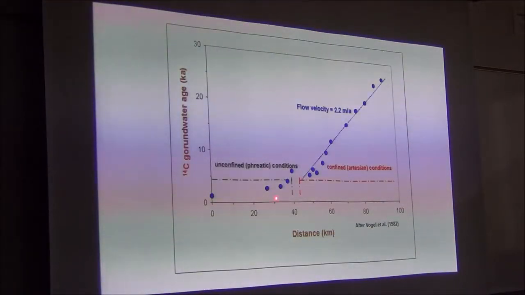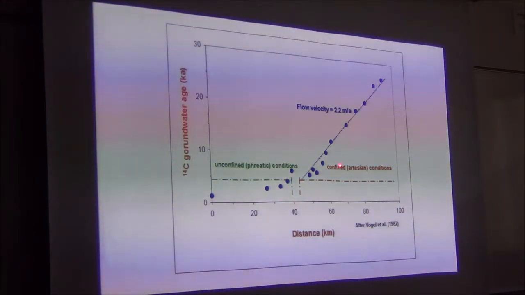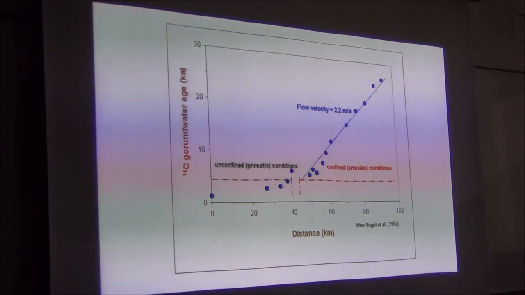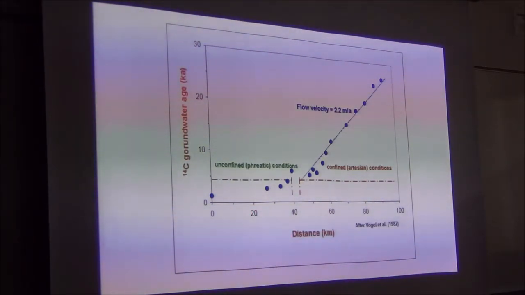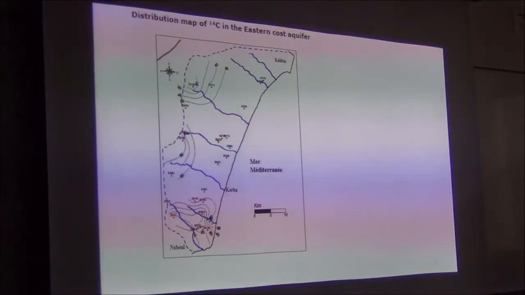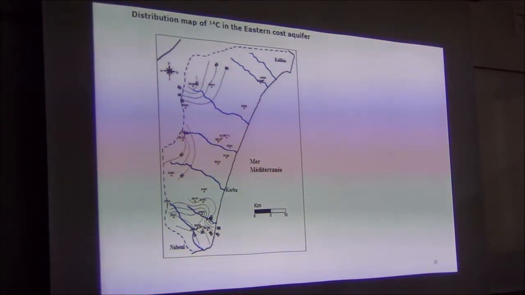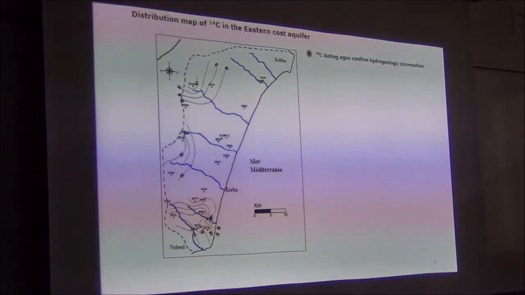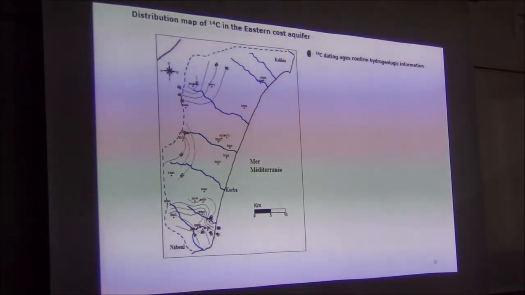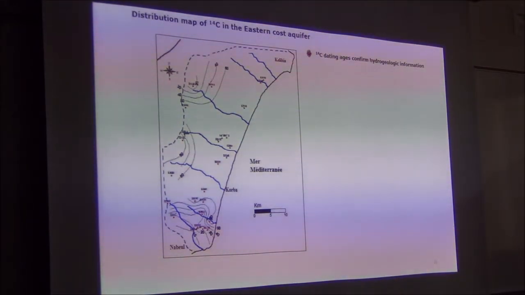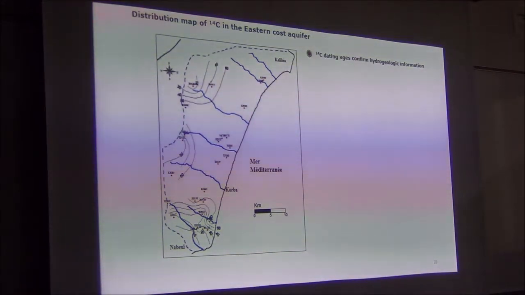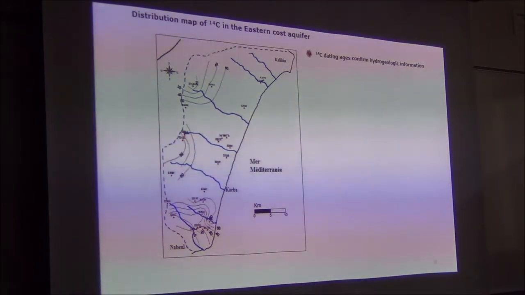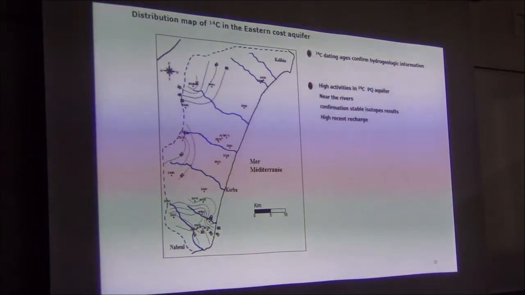Also, the carbon 14 can be used for the estimation of flow velocity by the establishment of the relationship between carbon 14 age and distance of the water in the underground. The map of the distribution of carbon 14 in the eastern coast aquifer confirms the hydrogeologic information. That means in the shallow aquifer we have a recent age, and in the deep aquifer we have old age of carbon 14.